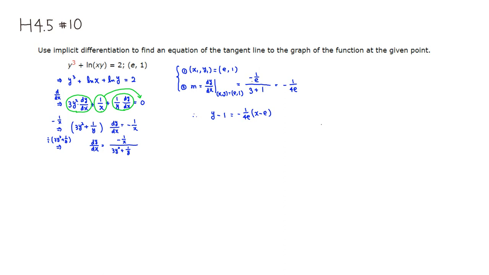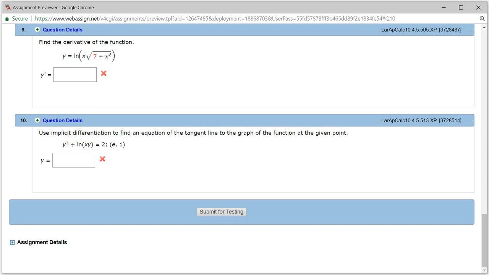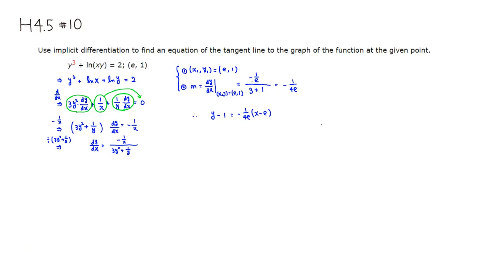So let's type it in. Well, actually, we have to write it in y equals form, so I'm going to simplify a little bit. I'm going to distribute to x and negative e, so we get negative 1 over 4e times x plus, and the e's cancel out, so you get 1/4. Then since I have to isolate y, I'm going to add 1 to both sides. We get y is equal to negative 1 over 4e x, then 1/4 plus 1 is 5/4.